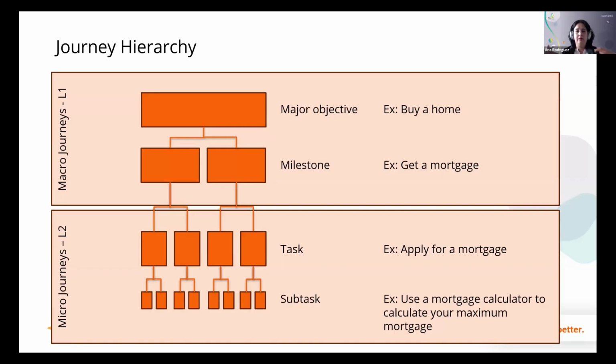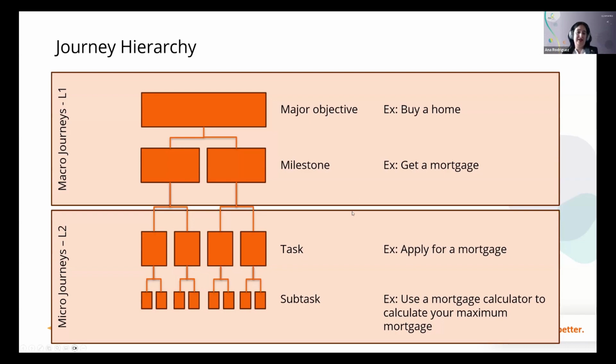For example, in banking, an example of a major objective is buying a home, and one milestone in the journey of buying a home is getting a mortgage. Then once we have the macro journeys, we can go one level below and focus on micro journeys. Sometimes you call it level 2, or you can go deeper and call it level 3, level 4, and so on. And this is more focused on tasks.